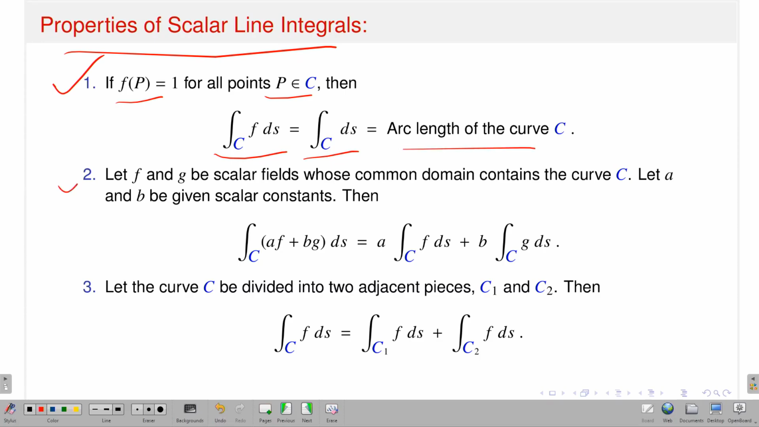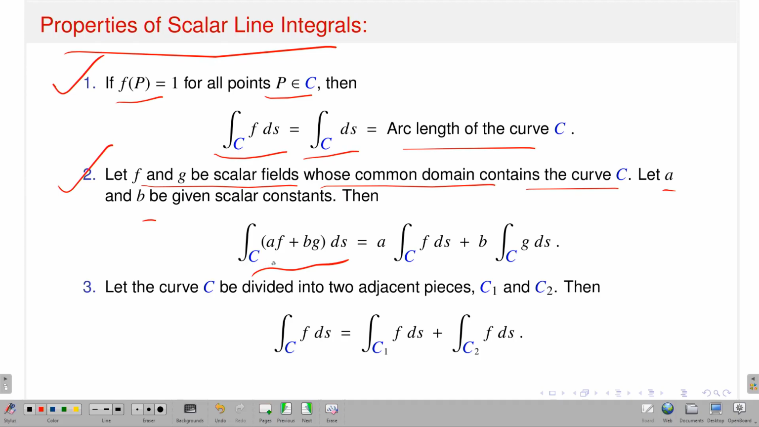Number 2: if I take two scalar fields, that means two functions f and g from Rn to R, since I want to talk about a curve in Rn. So let f and g be two scalar fields whose common domain contains the curve C, because I want to talk about the scalar line integral over C. Suppose you have two scalars a and b, then, like in the case of the Riemann integral, this is also true.